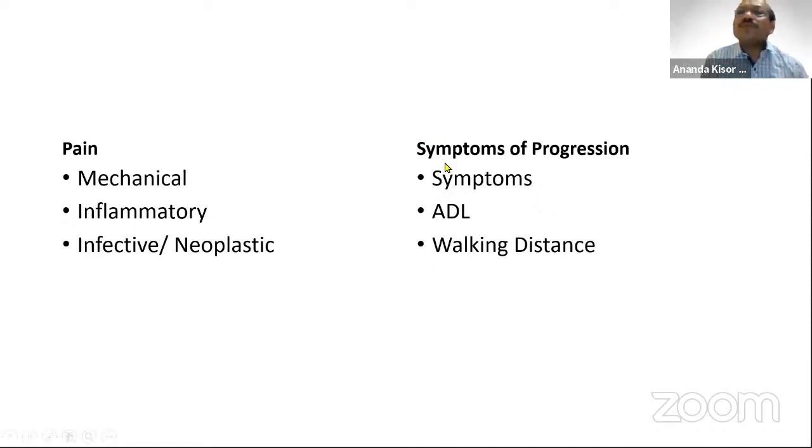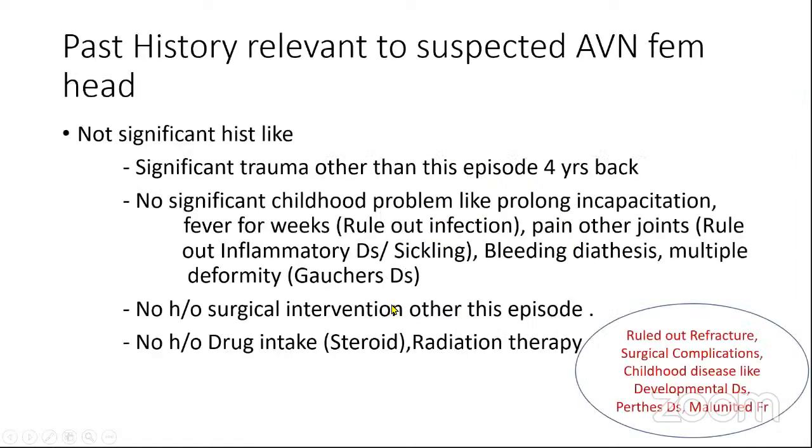Again, I've already told, I'm not going to repeat. The symptoms of progress: there's deterioration of symptoms, activity of daily living, and gradual reduction of the walking distance. The past history, if you suspect avascular necrosis of the femoral head: was there significant trauma other than this episode, maybe 4 years back, maybe 3 years back? No significant childhood problem. So this is most important.